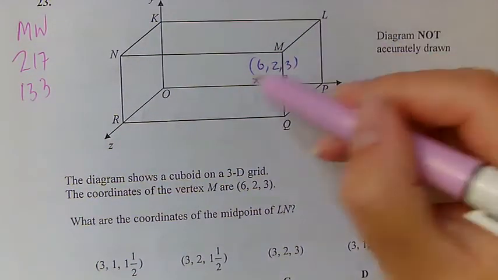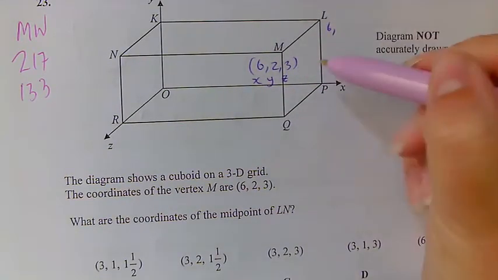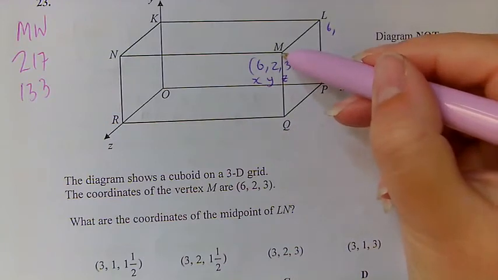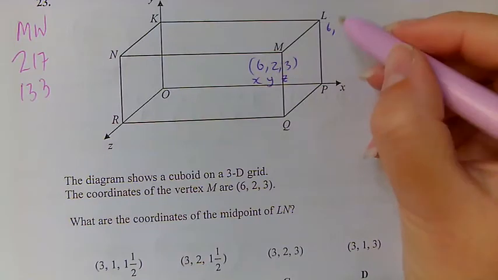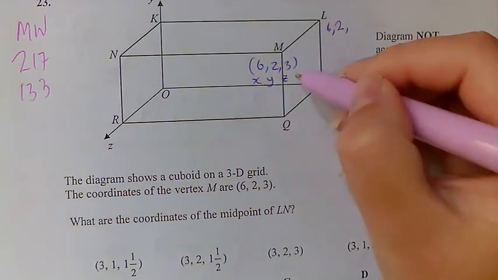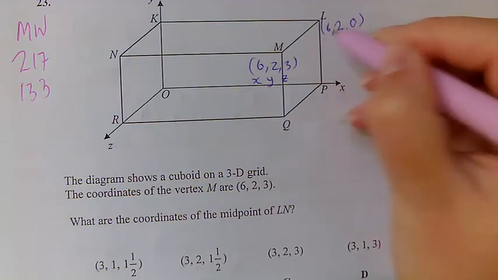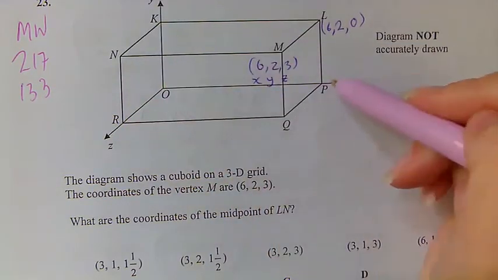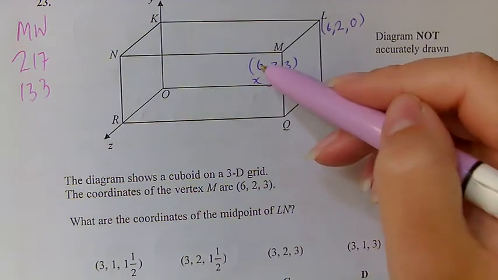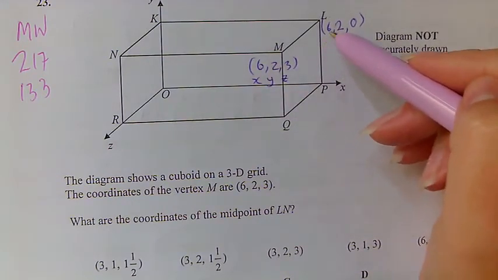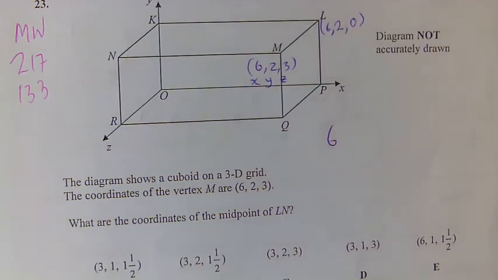What is the x coordinate of L? Well, M and L are the same distance along this line, so that's going to be a 6 as well. The y coordinate of L is going to be exactly the same as the y coordinate of M, because they're the same height, so that's going to be a 2. And then the z coordinate is going to be 0 for L, because it's all the way back against this rear wall. Now midpoint, super easy. What's halfway between 6 and 6? Well, 6.